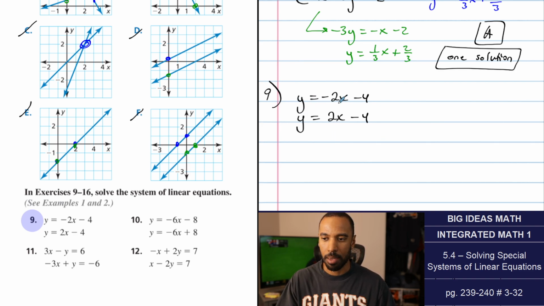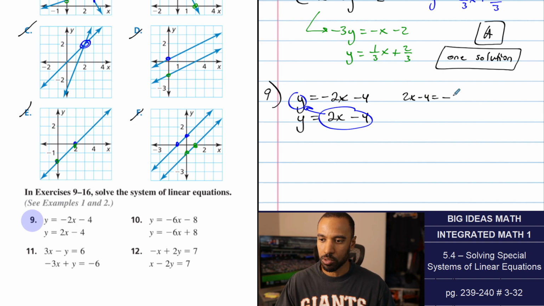So these ones have y by themselves here. That means I can do a classic case substitution. 2x minus 4 can take y's place up here. So I'm going to use the substitution method. 2x minus 4 equals negative 2x minus 4. And I add 2x to both sides, and I add 4 to both sides, I get 4x equals 0. That's not a no solution case. Divide by 4, you get x equals 0. That's actually the x value.